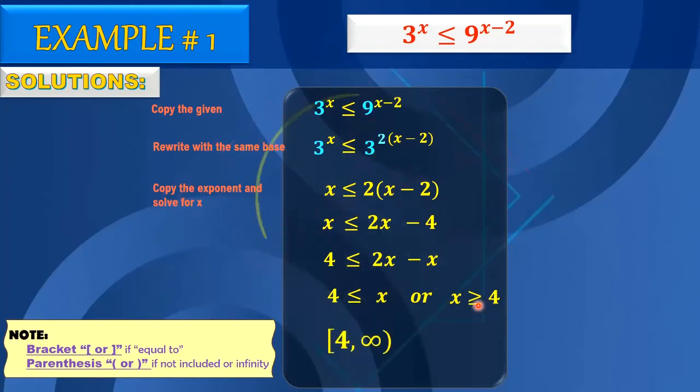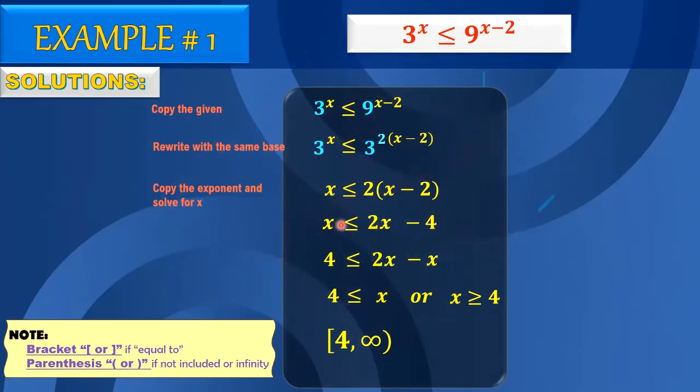And if we are going to change this into set notation, remember, whenever our inequality is greater than or equal to, we are going to use this symbol or bracket. So our boundary is 4. So that's why the set notation is this one. Okay? Parenthesis is what we use if not included or if there is infinity.